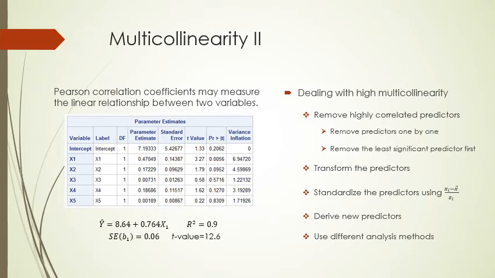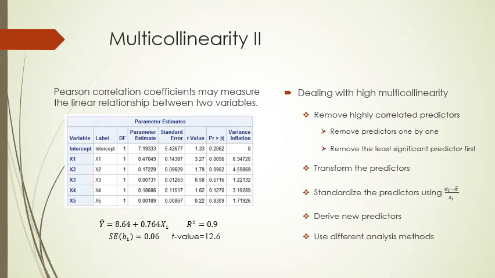The model still has an R-squared of 0.9, suggesting that the first component test score represents 90% of the overall test score. The t-value of x1 is 12.6, which is highly significant.